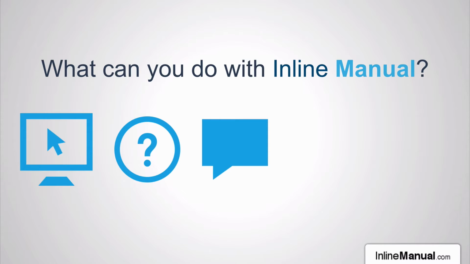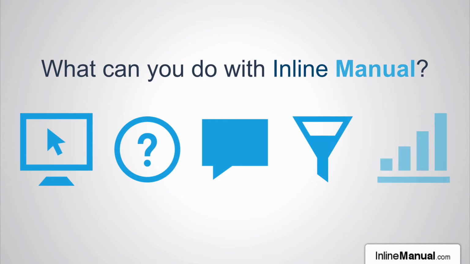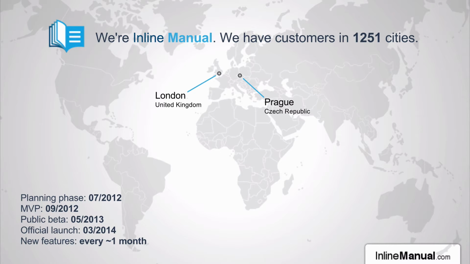But Inline Manual also allows you to segment and filter who sees what messages and how you're actually delivering that content to the right users at the right time. And then you can track how those tours and tips and tutorials are performing with our analytics. So we'll look at all these different aspects today.